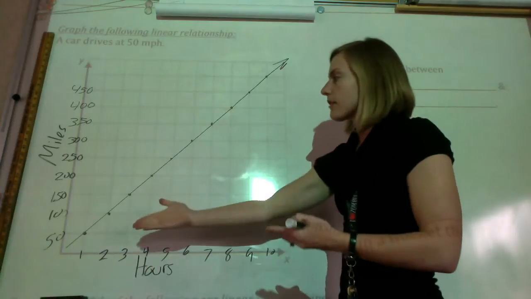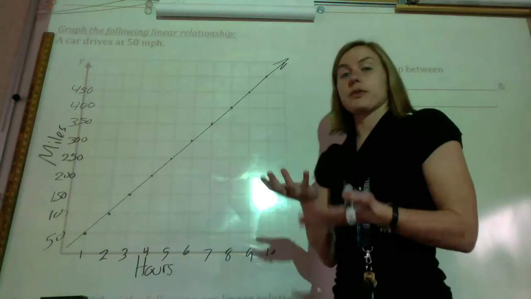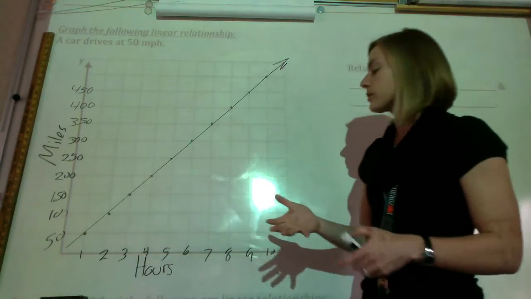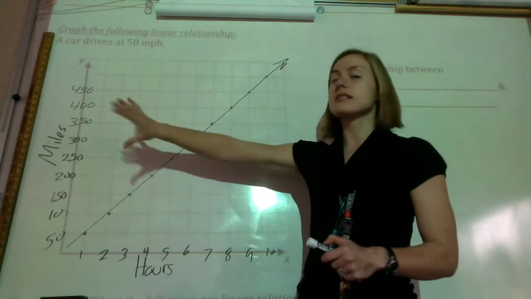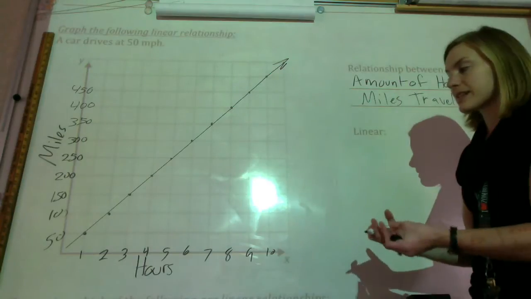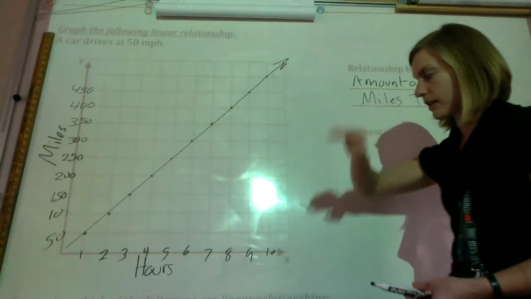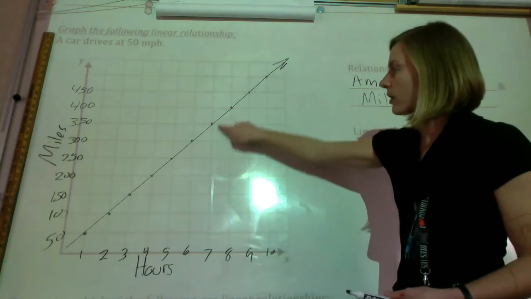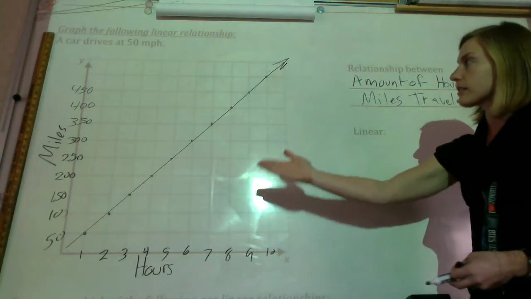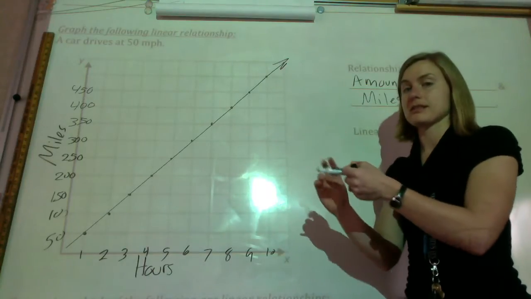So this obviously is linear. When you graph it, we have a straight line. So this is also a linear relationship. There is a relationship between the variables. So we have a relationship between the hours that he's driving and the distance that he's covered. We can see that the amount of hours he's been driving is going to correspond with the amount of miles he's covered. We can see exactly that at 7 hours, he's done 350 miles.